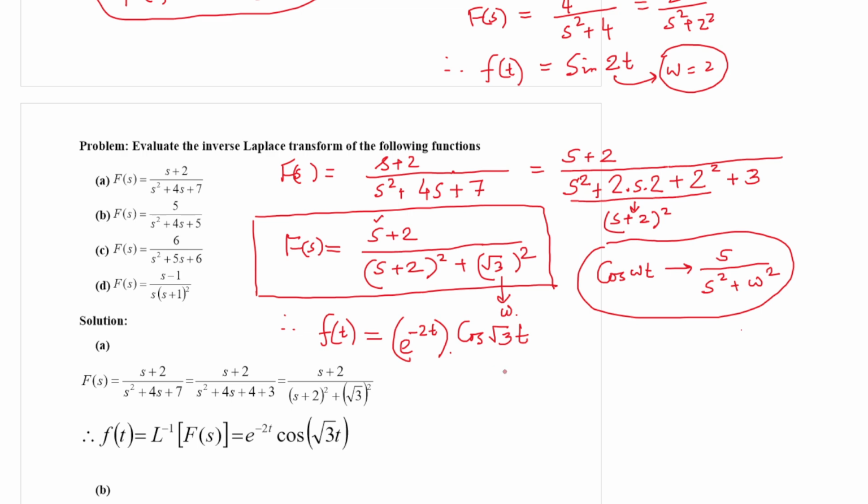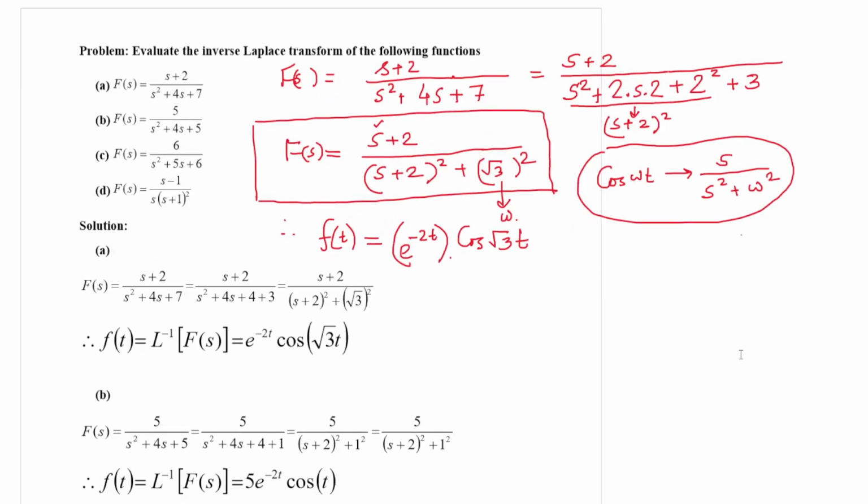So we can directly write, if F(s) is nothing but s by s square plus root 3 whole square, then we can directly write f(t) from there. f(t) we can directly write as cosine of root 3t. But instead of having this form, this s is shifted by 2 units.